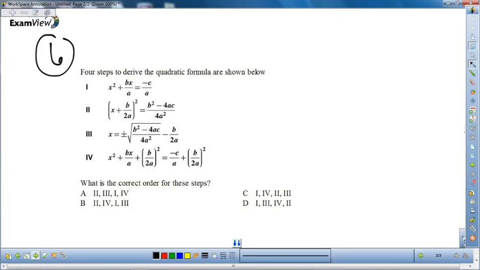For number 6, we're just going to do which one is in order. So the first thing we're going to do is divide by a. Then we're going to get the middle term divided by 2 and square it. And then out of these, which one are you going to do first? Are you going to square it or take the square root? Okay, so you're going to square it first and then take the square root. So that would be the order of solving the quadratic formula.